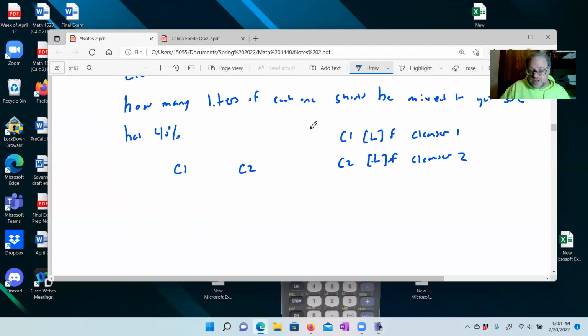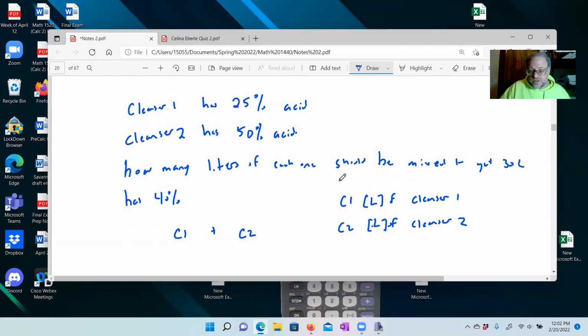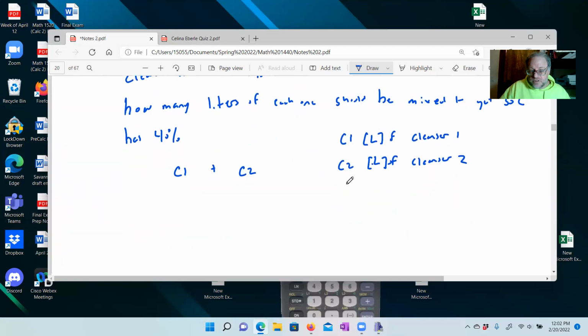And truth be told, sometimes you do this because you don't know where to start. So maybe if I start writing some stuff out, something will come to me as I'm writing it out. So it's a stall tactic too. But when you're done, it's always nice to go back and see what I laid this out as. So we're going to have a cleanser 1, cleanser 2, and that is going to be how many liters? We have to get 30 liters together.